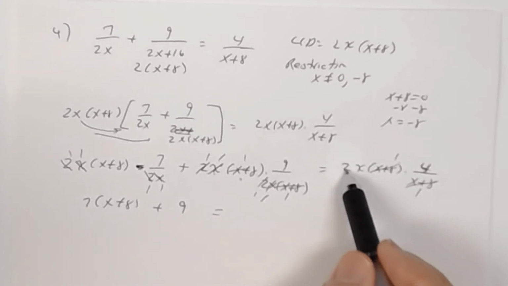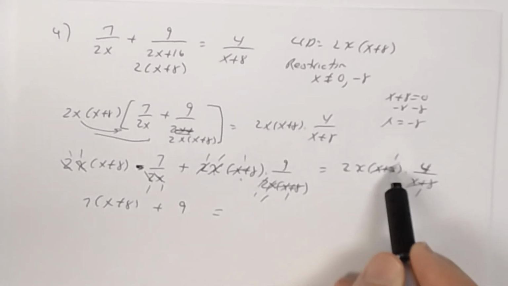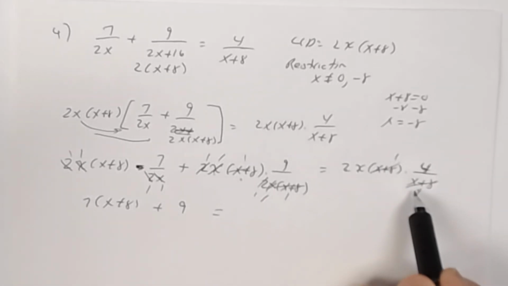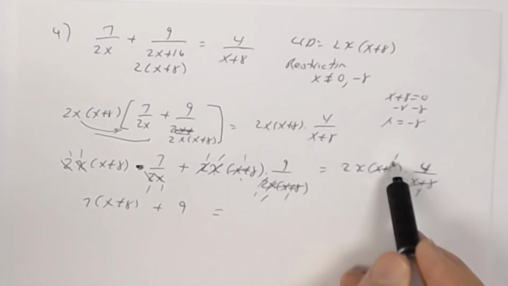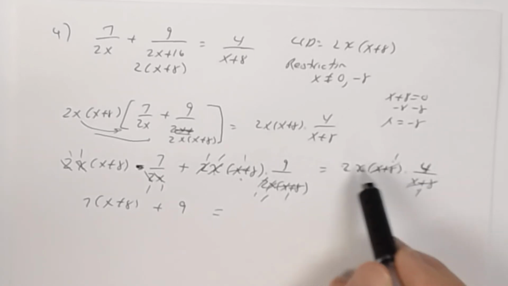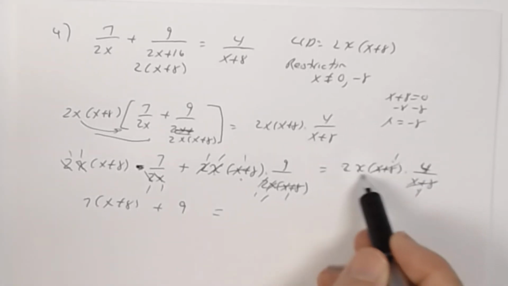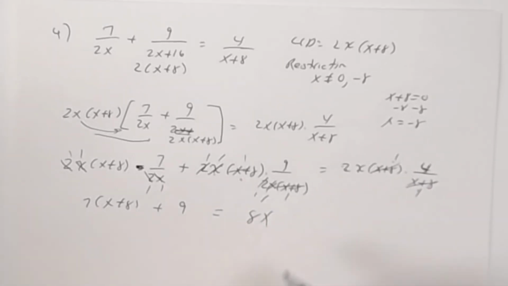Over here, I have 2 times x times 1 times 4. Again, multiplication is commutative, so listen to what I'm doing. 2 times 1 is 2. 2 times 1 is 2. 2 times 4 is 8. So this becomes 8x. All right.